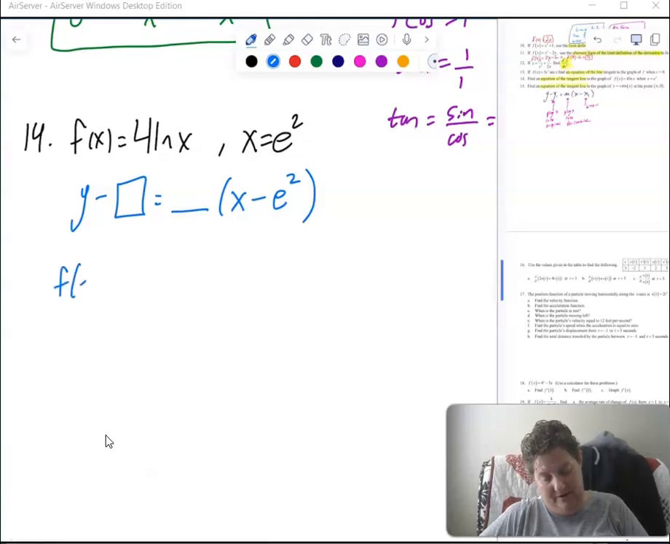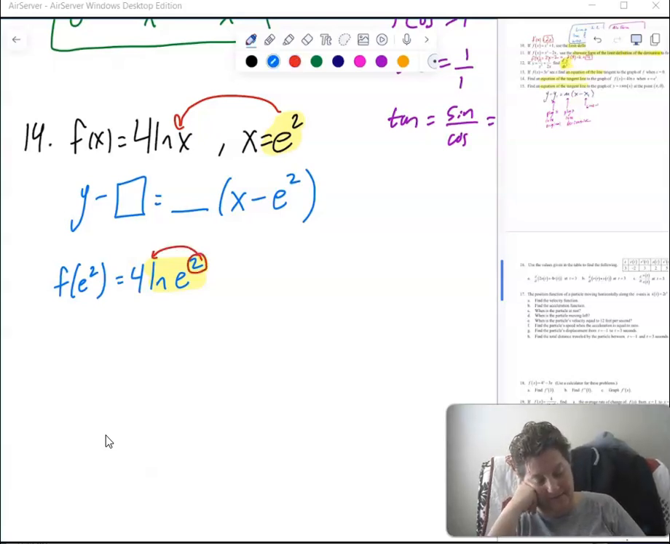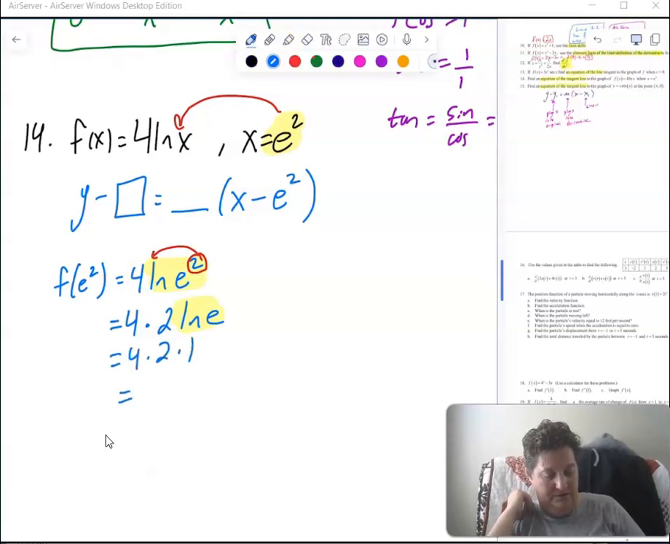Let's find f of e squared. So I'm taking this and I'm plugging it in here, right? Well, this is 4 ln of e squared. You have to know some properties of logarithms in order to do that. The first property of logarithms is that exponents in the front are allowed to come down like that. So it makes 2 ln of e. And the other thing you need to know is that the ln of e is 1. So this is just 8, okay?